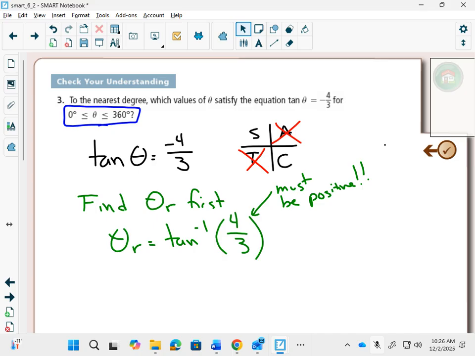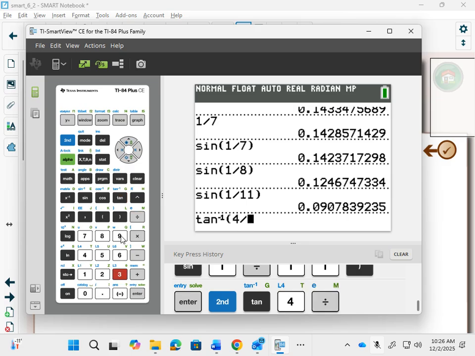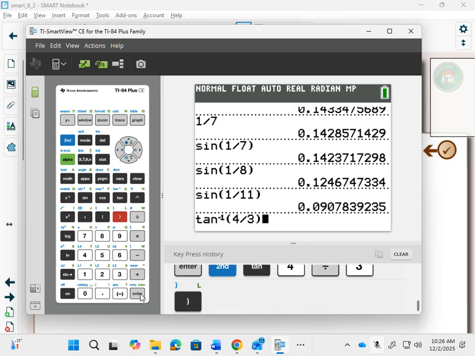So I go to my calculator, and I go second tan inverse of positive 4 divided by 3. Why does it have to be positive again? Because if it is negative, it will not find your reference angle. What will it find? For tan, it finds a negative angle in quadrant 4. For sine, it finds a negative angle in quadrant 4. And for cosine, it finds a positive angle in quadrant 2.